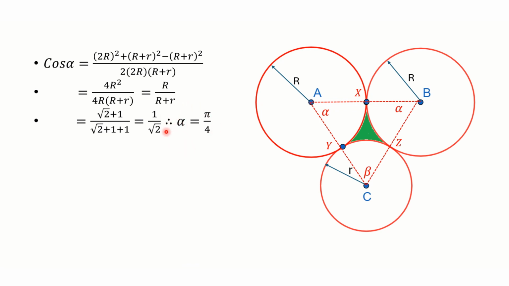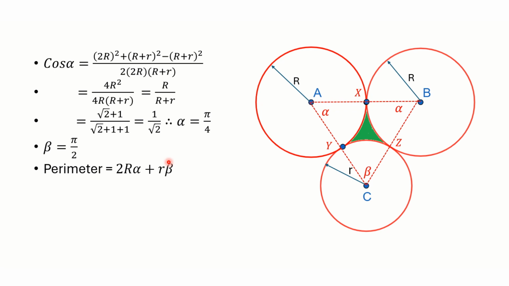Similarly I can find beta. So if I know alpha, so this is pi by 4, this is pi by 4, that is pi by 2. So this will also be pi by 2 because the sum of the angles in a triangle is equal to 180 degrees. So now I know alpha, I know beta. So now I can calculate the perimeter.